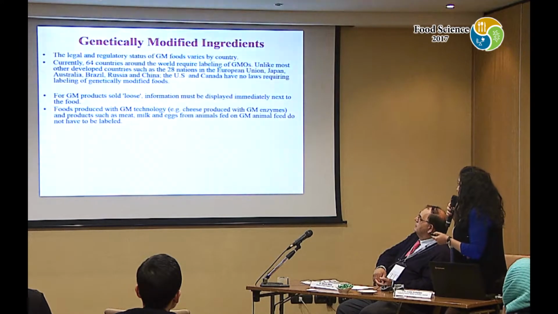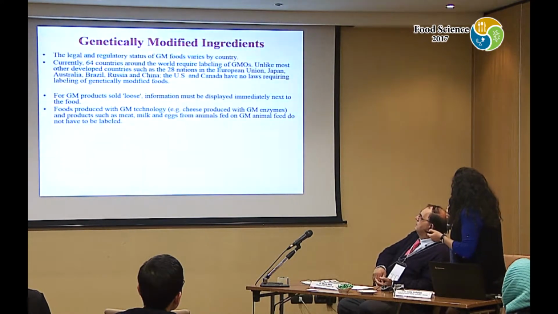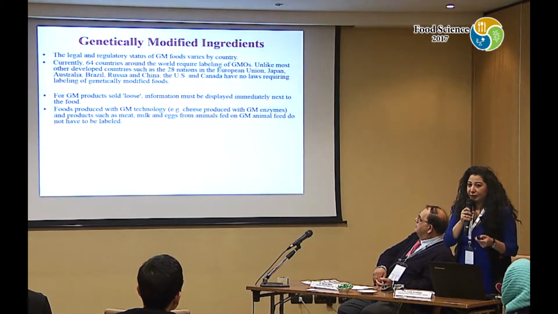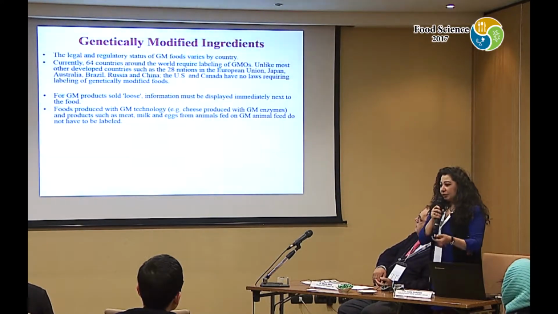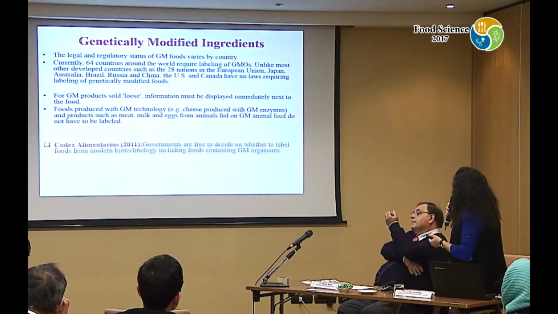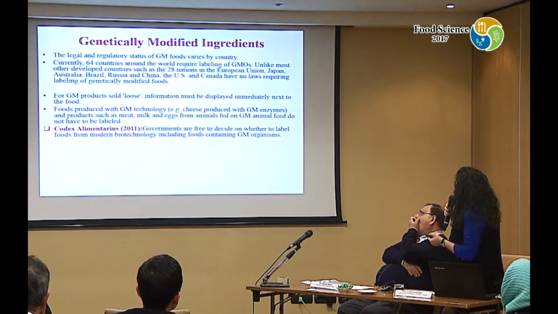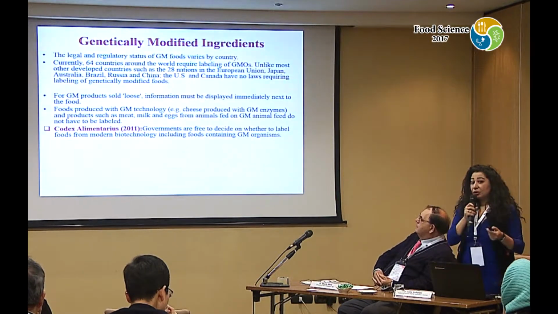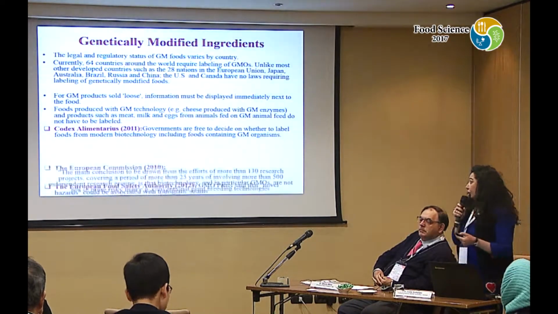Food produced with GM technology, like when we have cheeses from GM enzymes, let's say, or products such as meat, milk, and eggs from animals fed on GM animal feed are not required to be labeled. If we give genetically modified food to the animals, we don't have to label the eggs of the chicken, let's say, or the ham. Codex Alimentarius: governments are free to decide on whether to label foods from modern biotechnology, including foods containing GM organisms. So this was the official statement of Codex Alimentarius in 2011 related to GM foods.